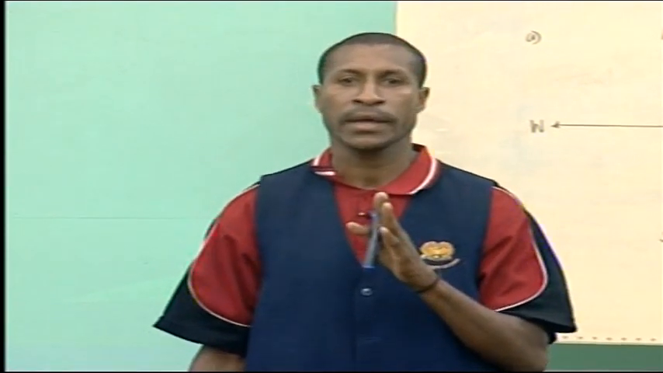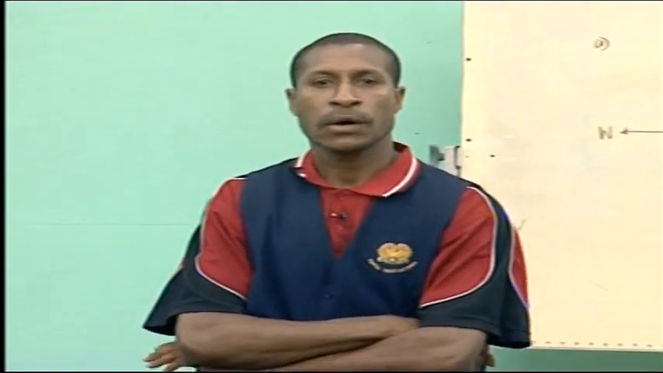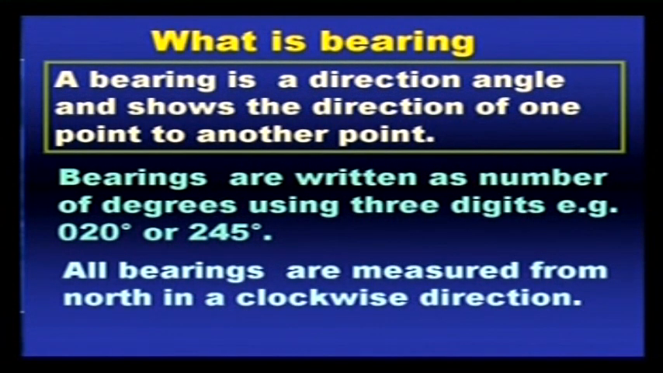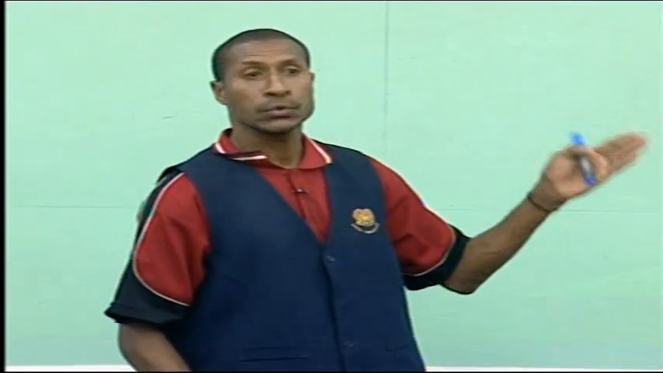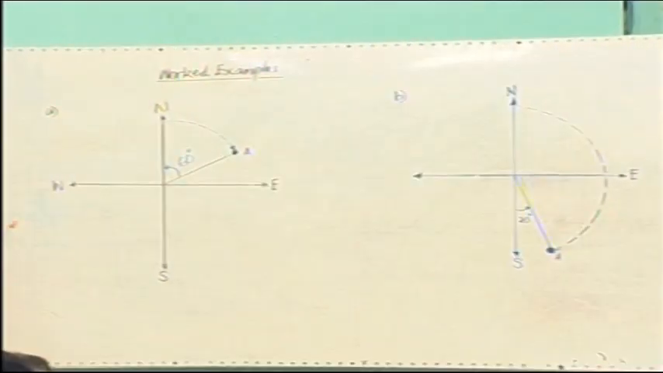So those are the two important things that you must know about bearings. One, bearing is written as number of degrees using 3 digits. And 2, bearing is measured in clockwise direction, always starting from north. On the whiteboard, I have 2 work examples which I will go through with you, in order for you to understand how to write bearings and how to measure bearings. Now, let us look at example A.